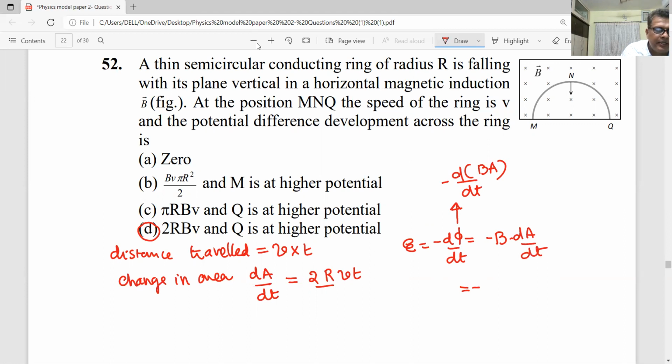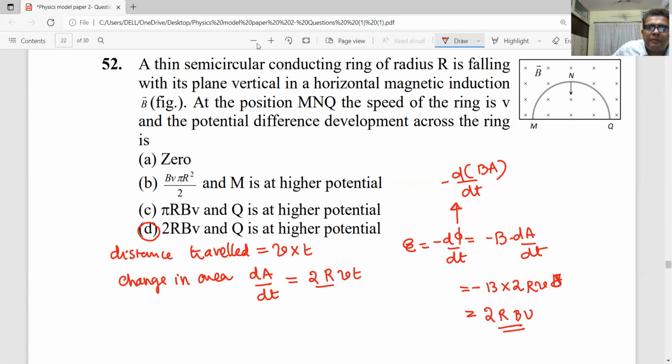So it is minus B into 2r into v. Differentiating this, you will get dA by dt. If you do it, you will get 2rBv as the right answer. 2rB, don't forget that. B is already written. So 2rBv is the right answer, right?